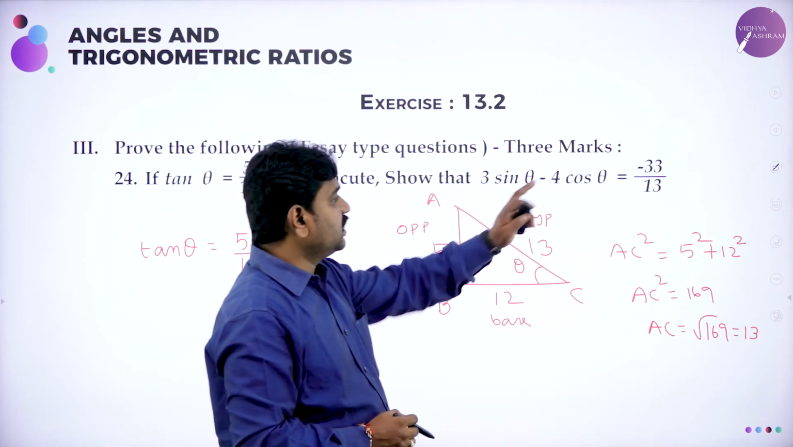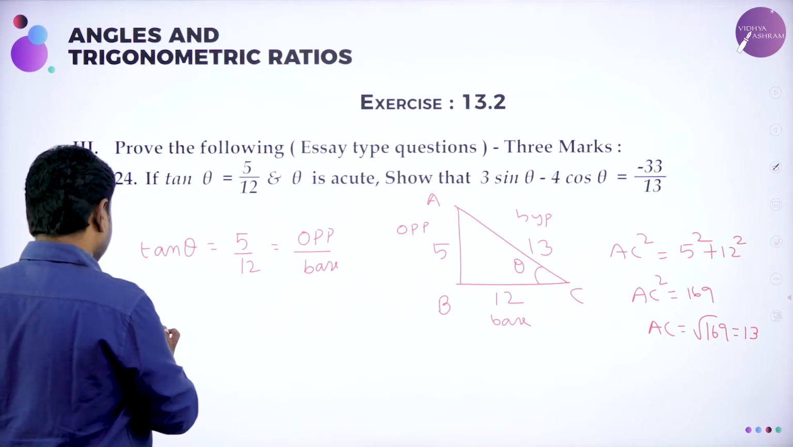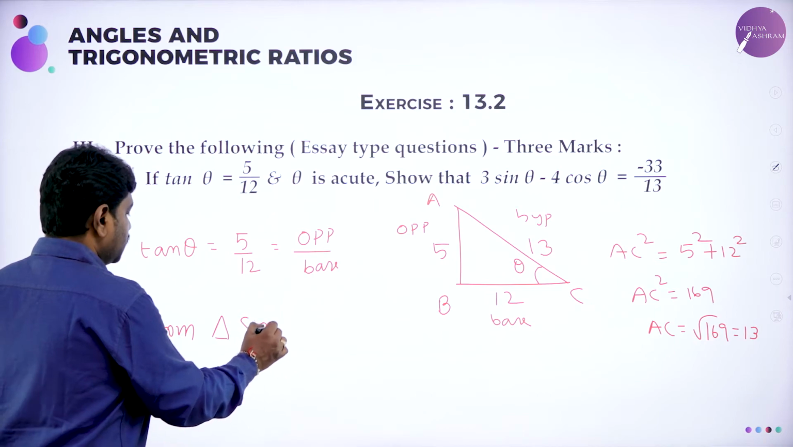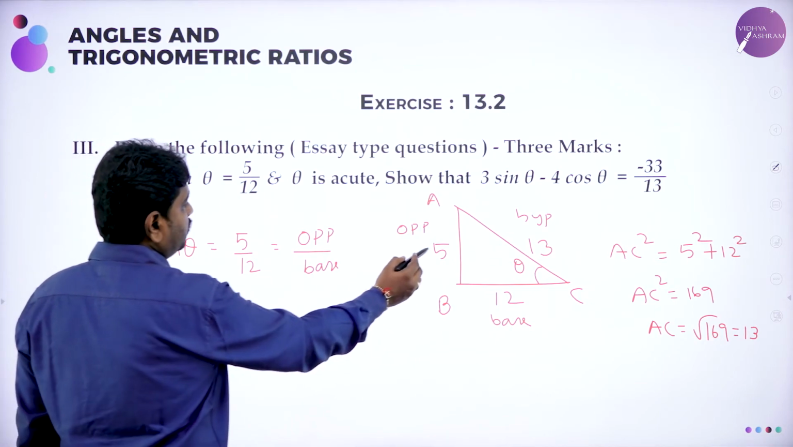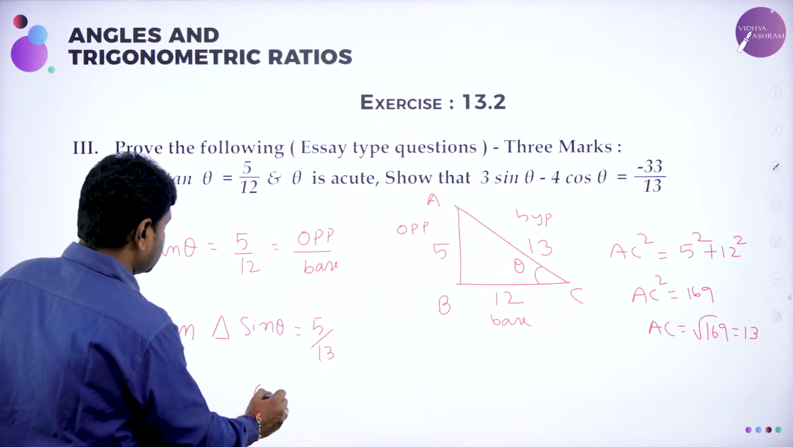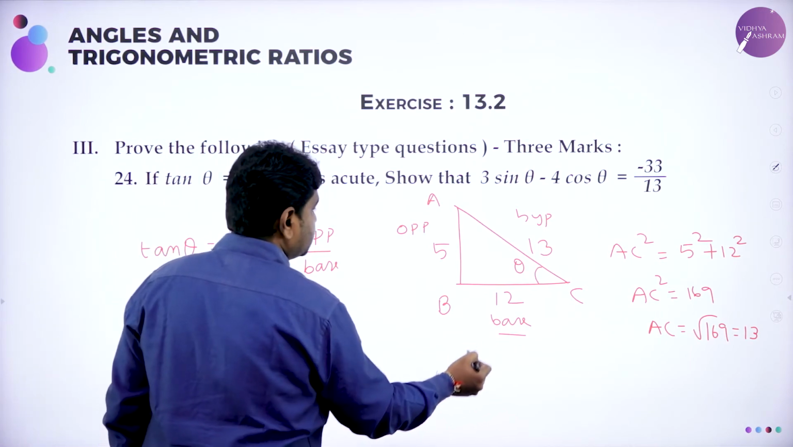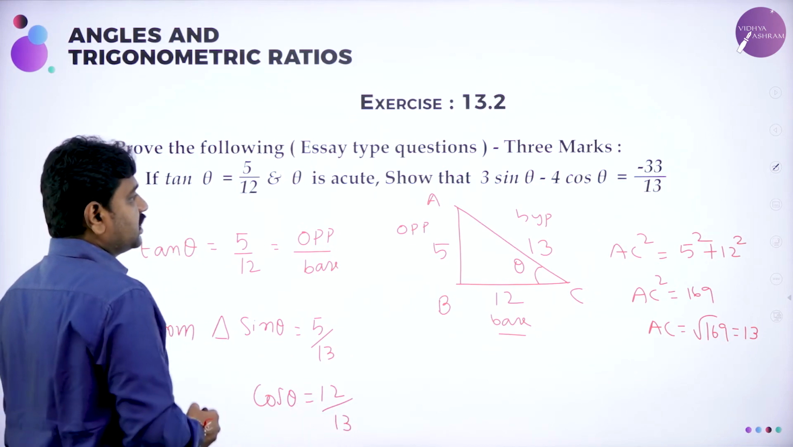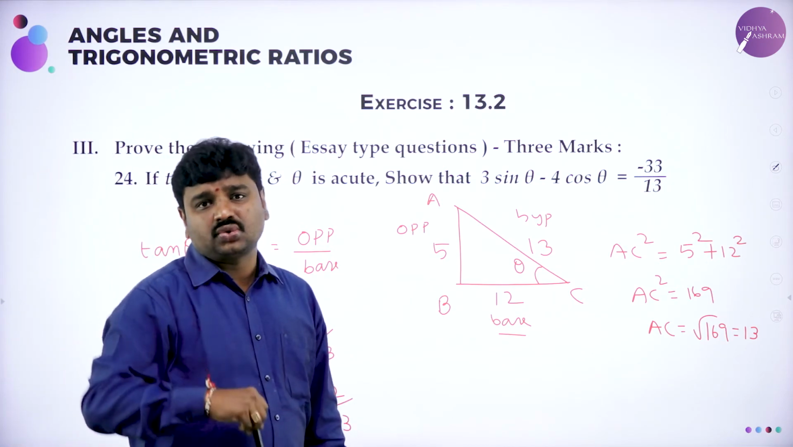So you will get the hypotenuse. Now they want sin and cos. From the triangle, write sin theta. What is sin theta? Opposite by hypotenuse, 5 by 13. And they want cos theta. What is cos theta? Base by hypotenuse. Base is 12, hypotenuse is 13, 12 by 13. So you got sin theta and cos theta. Substitute in LHS to arrive at RHS.